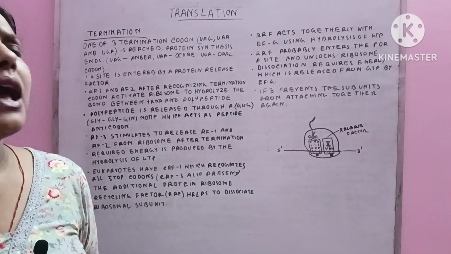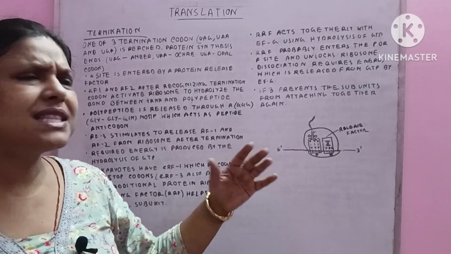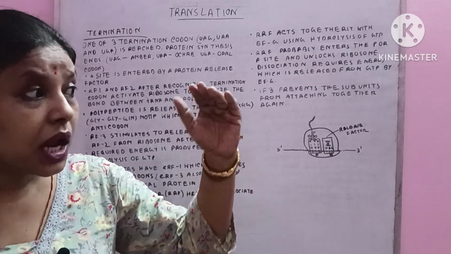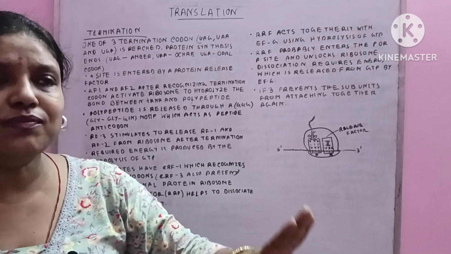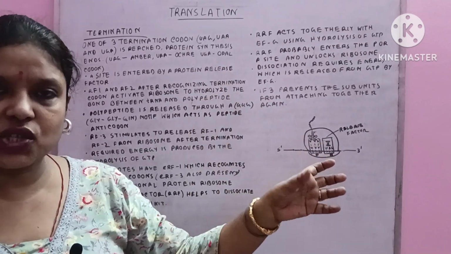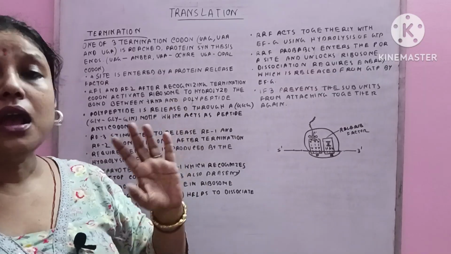Here there is another thing, which is how proofreading occurs in the translation process. But the process of translation includes three parts: initiation, elongation and termination, and this is the last part.